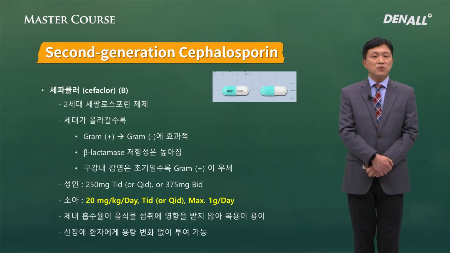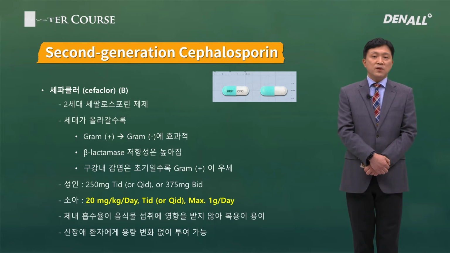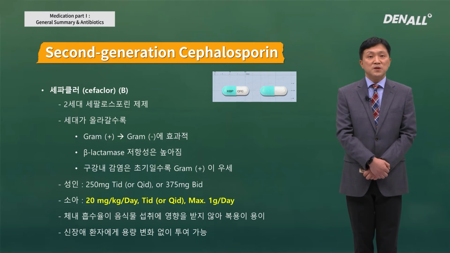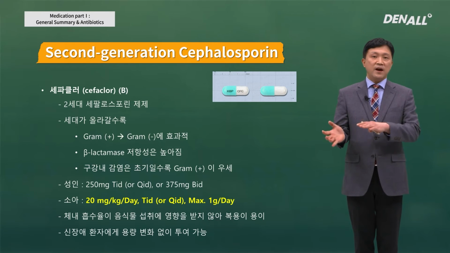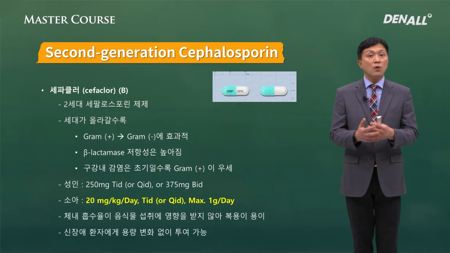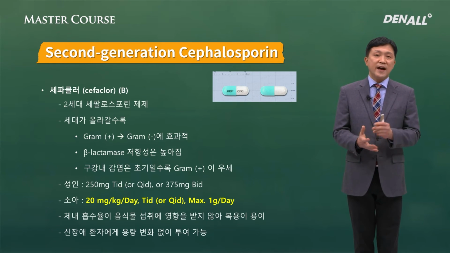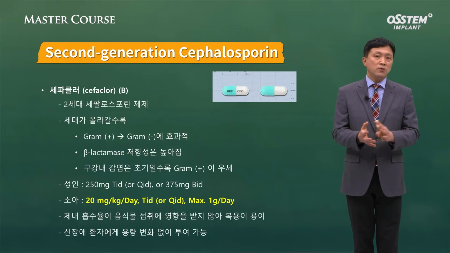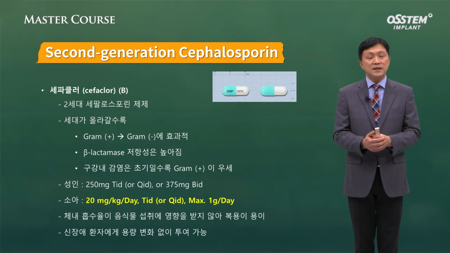We usually use the second generation cephalosporin. The second generation cephalosporin can be represented by Cefacla, which is used quite a lot today. So it is effective for gram-negative as the generation of the product goes up. In early oral infection, gram-positive is predominant, which does not require the use of the second-generation cephalosporin.